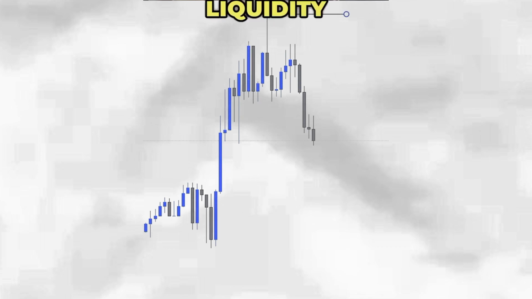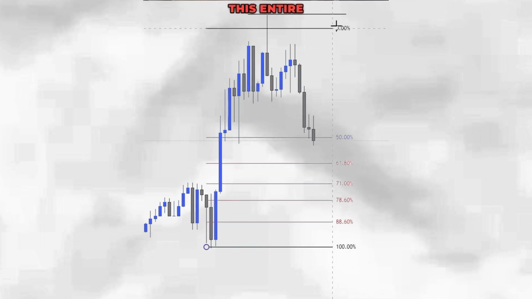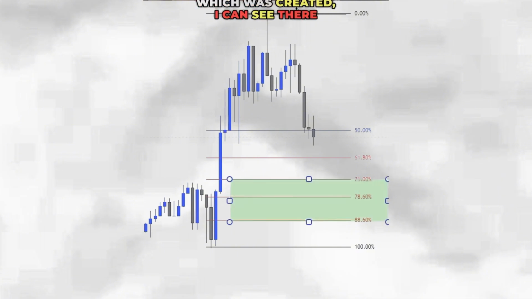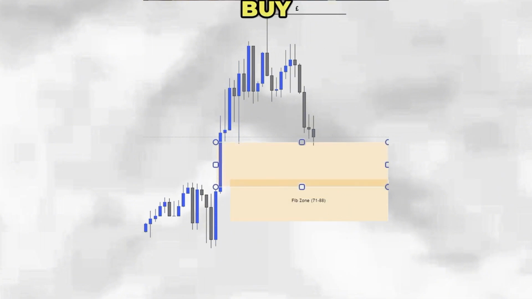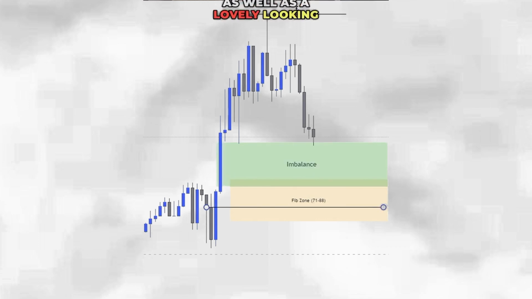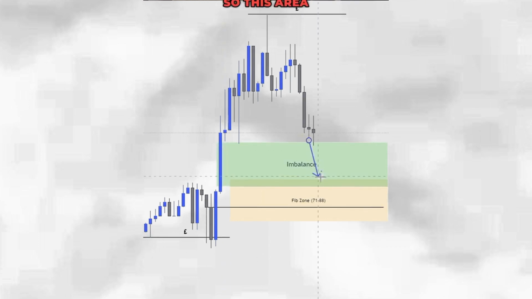This is a range to the upside. We've got liquidity above this high. If I measure this entire range which was created, I can see there we're able to mark out our kill zone. There's also a nice area of buy side imbalance, as well as a lovely looking order block.